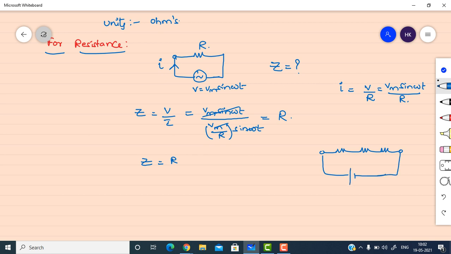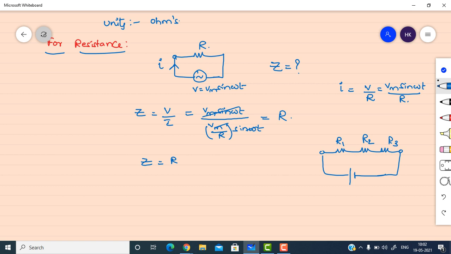See, in the DC circuit, you have a circuit like this. Let us assume these are R1, R2, R3. These are all connected in series. Then to find out the total resistance, what will you do? We will add all these resistors R1 plus R2 plus R3.